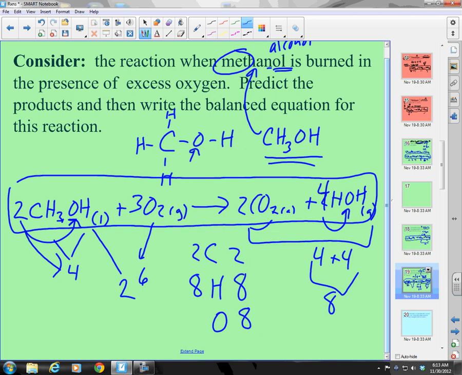That's it. That's all there is to decomposition and combustion. Next time we'll get into single replacement. Thanks, folks. And so it goes.